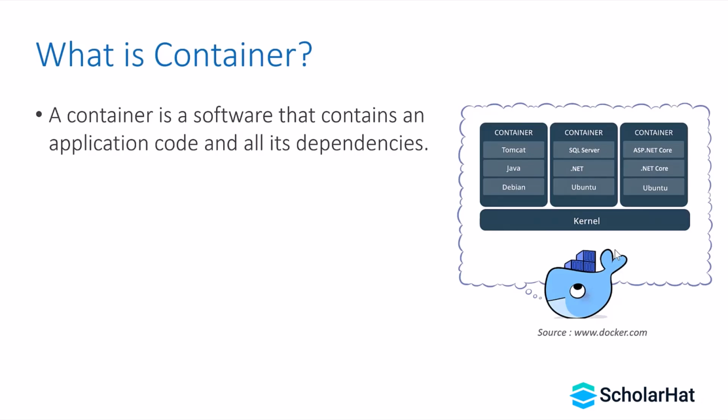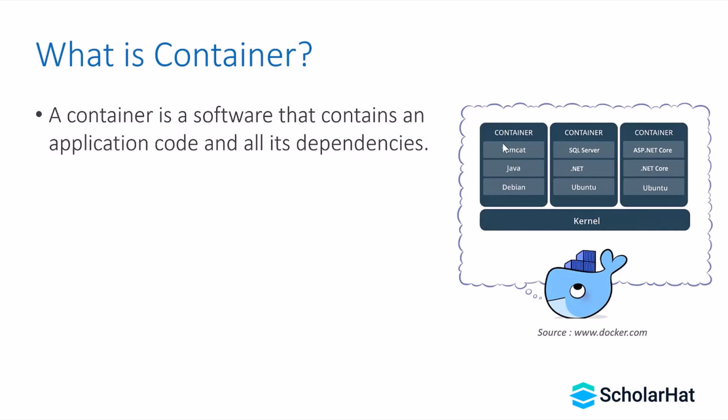In this diagram you will see there are three containers. One container we are using for a Java based application, another container for a .NET based application, and the third container for a .NET Core application. And all these containers run on top of the host operating system kernel. So the container does not have its own kernel, it uses the host operating system kernel.